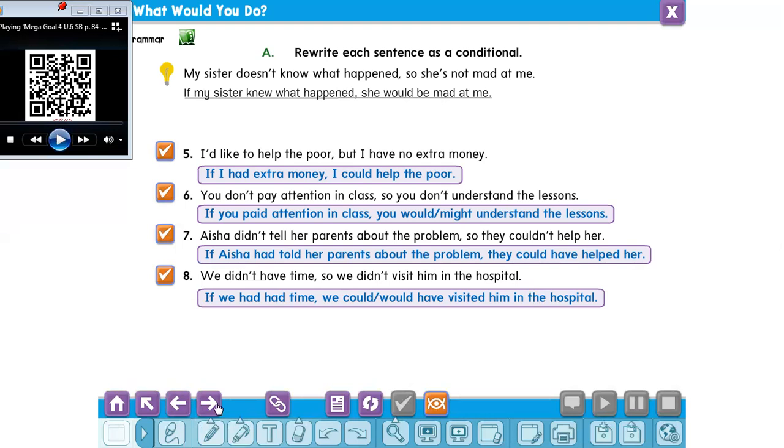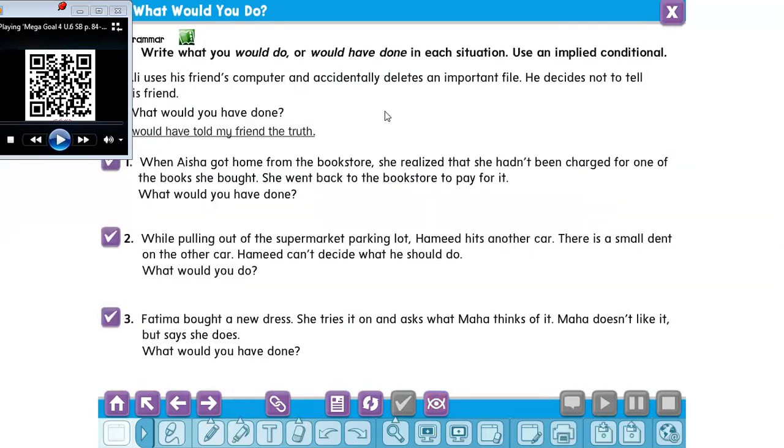Okay, now let's go to another exercise. It's on page 85. Here on this exercise, he wants you to write what you would do or would have done in each situation. Use an implied conditional. As you see here, in the example he gave, Ali uses his friend's computer and accidentally deletes an important file. He decides not to tell his friend. What would you have done? The answer here, I would have told my friend the truth.